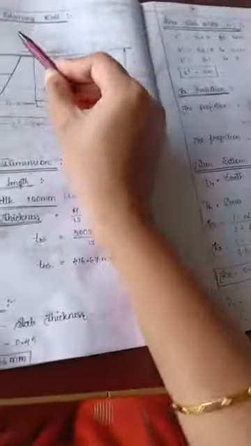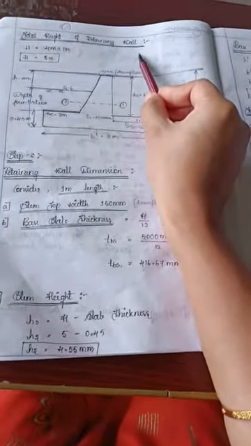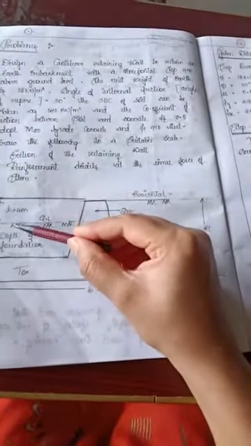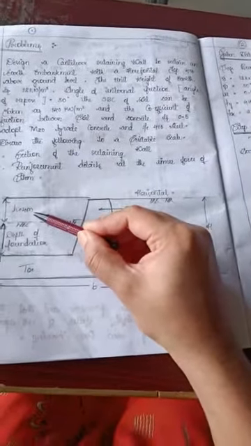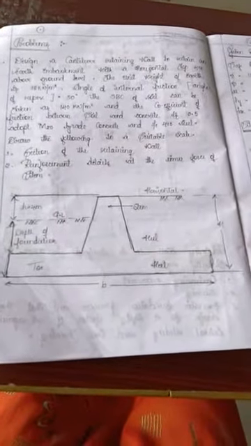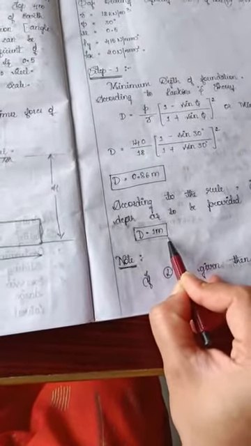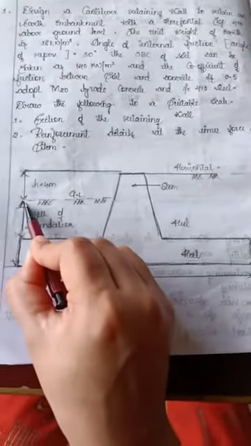Then we find out the total height of the retaining wall. In that, the H value is given. Here H is equal to how much? 4 meter is given. Then here we are going to find out what? Depth of foundation. Depth of foundation, how much are we going to get? Depth of foundation we get is 1 meter.